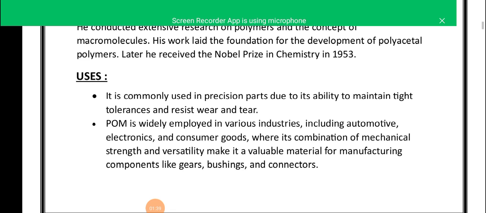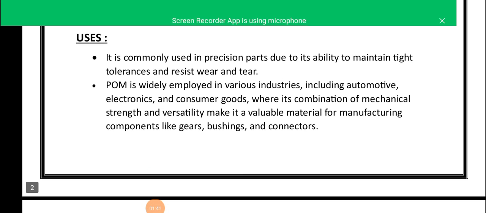Here are some uses of polyoxymethylene. Polyoxymethylene is commonly used in precision parts due to its ability to maintain tight tolerances and resist wear and tear. Because it is good for making precise parts, it can keep everything fitting together perfectly, and it does not easily get damaged from rubbing or regular use. So it is great for things that need to be very accurate and last for a long time.